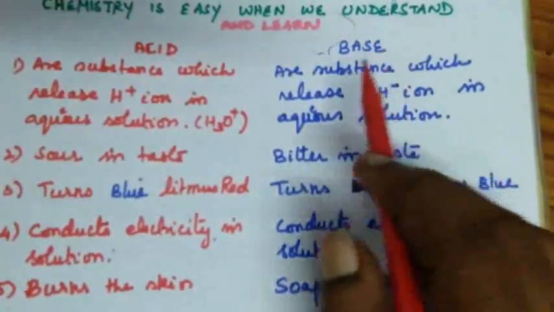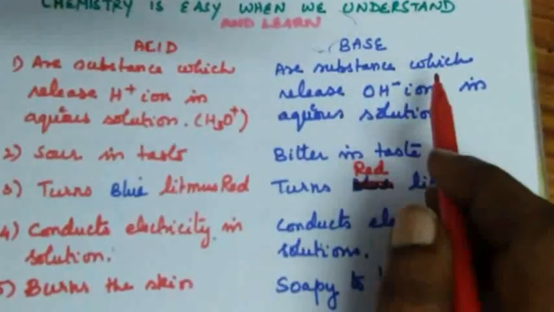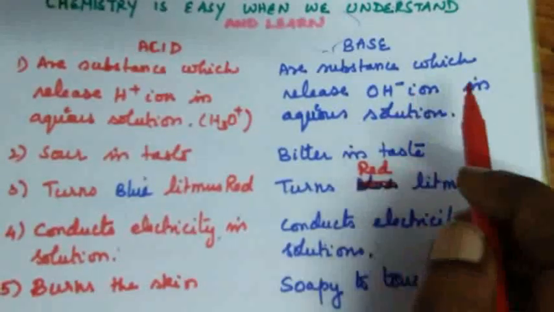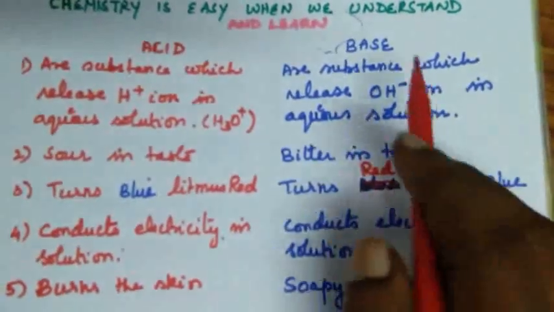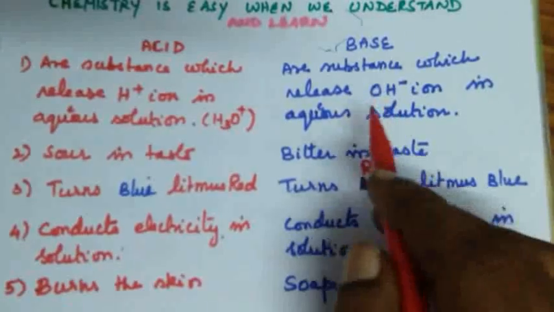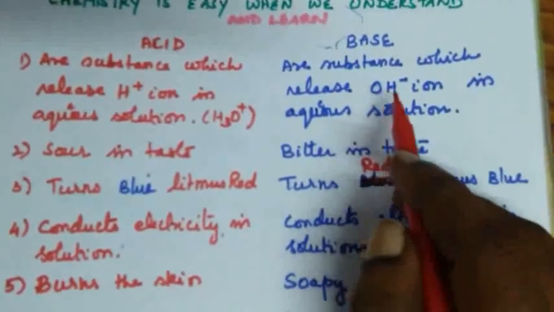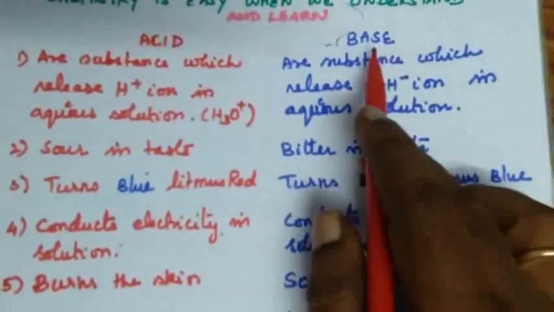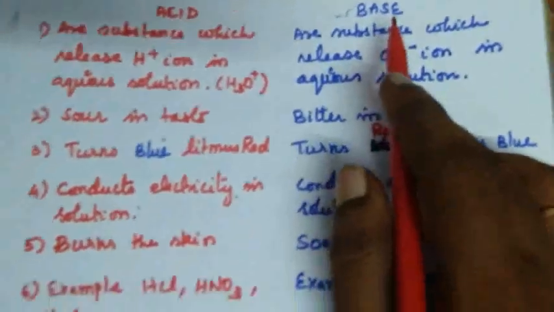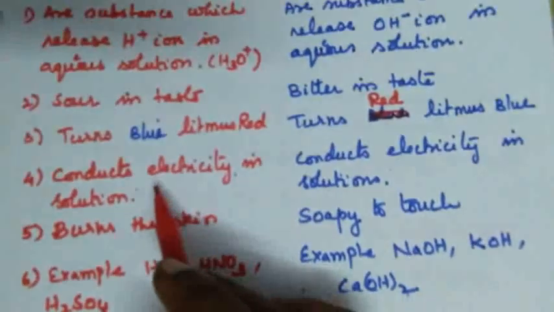What about base? These are substances which release OH minus ion in aqueous solution. When these substances are dissolved in water, they produce OH minus ion. So then they are called a base. Right? Okay.